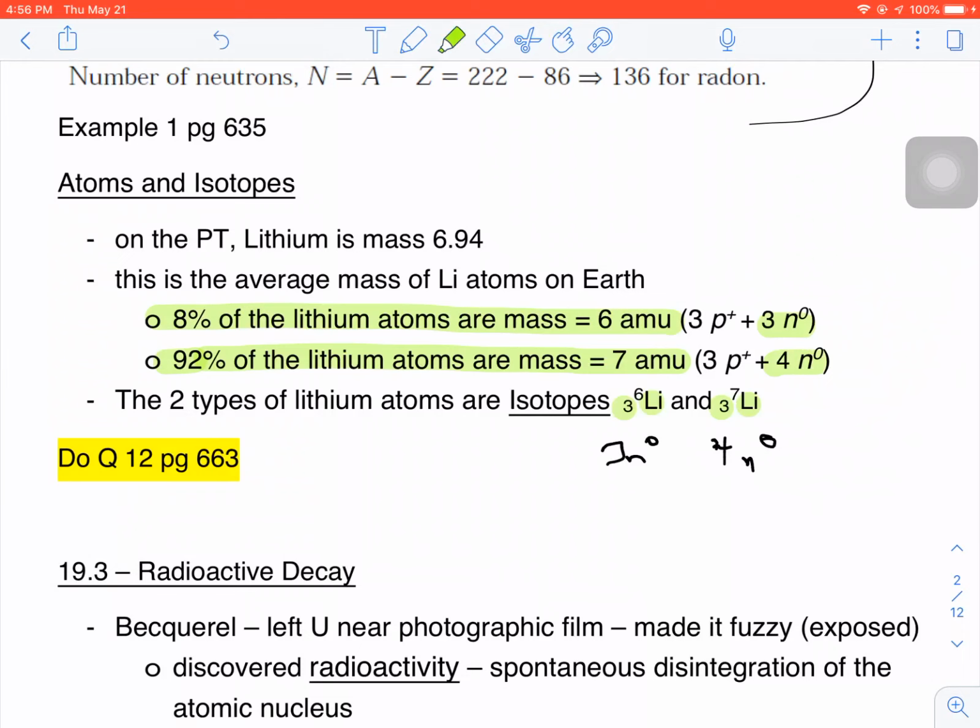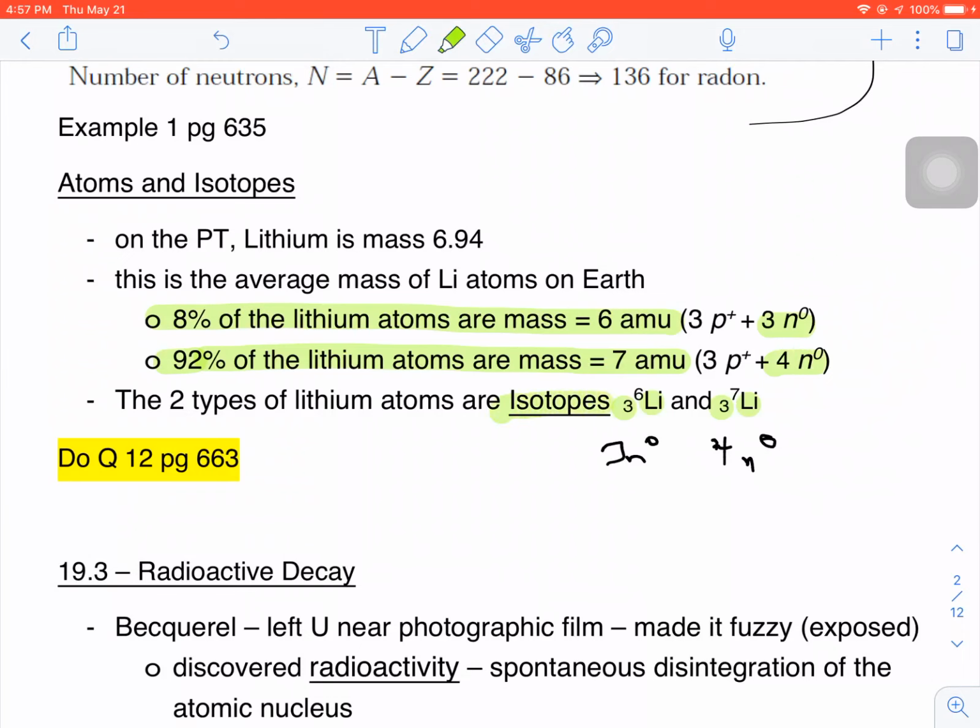Now, if I went to Saltfleet and got their bottle of lithium, it would be the same thing. 8% would be atomic mass 6, 92% would be atomic mass 7. If I went anywhere on the planet and looked at lithium, it would be 92% lithium-7 and 8% lithium-6. So lithium on the planet is always a mixture of these 2 different types of lithium. Those are called isotopes.